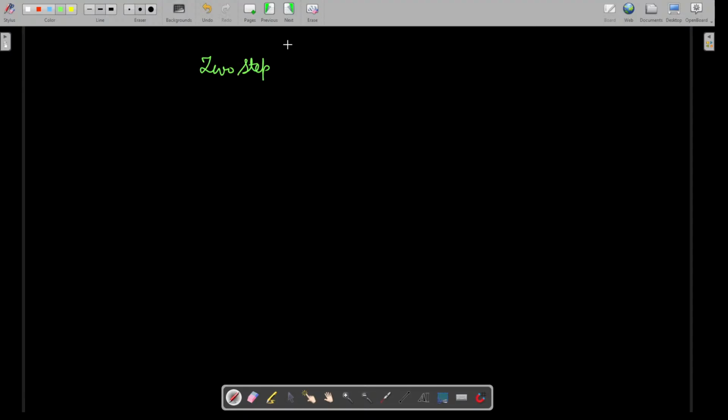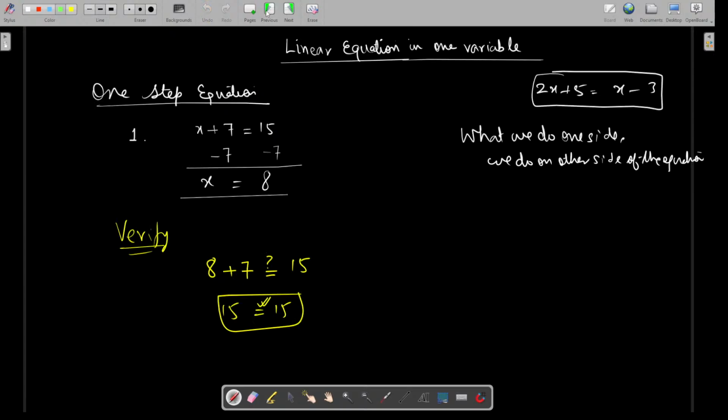Now let's move on to the two-step equations. Two-step equation basically means those equations where we need to do two steps. Like in these 4 questions that we discussed, there's only one step, okay?